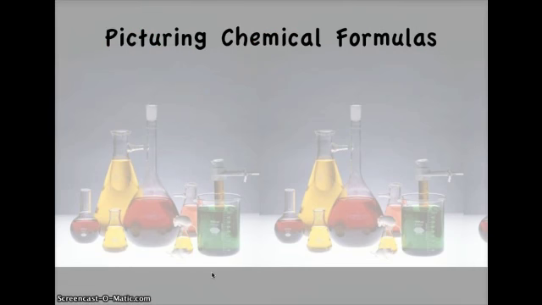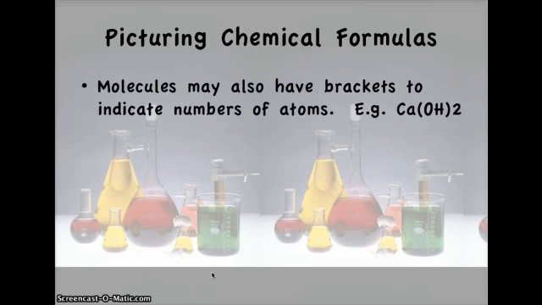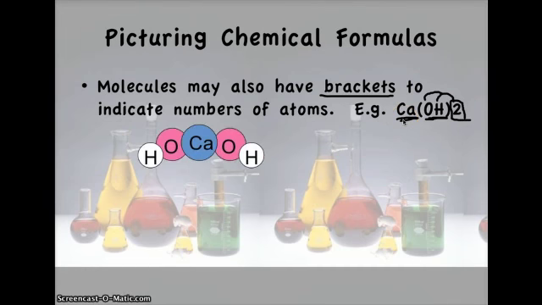All right, moving on. Picturing chemical formulas. Molecules may also have brackets or parentheses to indicate numbers of atoms. So when we take a look at these parentheses, notice oxygen and hydrogen are included in the parentheses. Calcium is not included in the parentheses. So when we take a look at this 2 subscript, this 2 applies only to the members of the parentheses. So calcium does not, there are not 2 calciums, there are only 2 oxygens and 2 hydrogens.